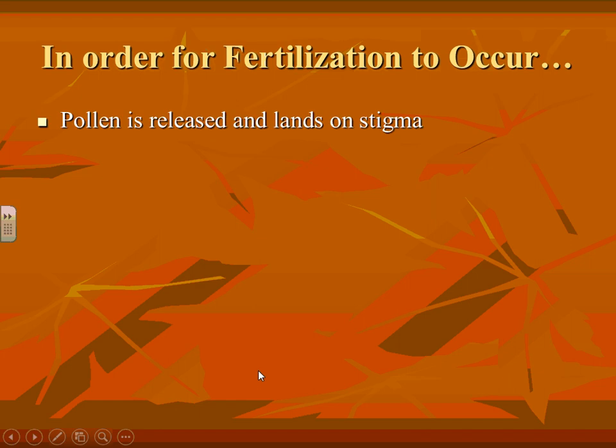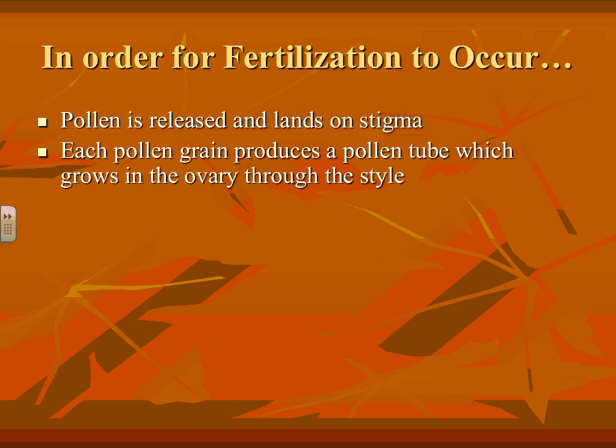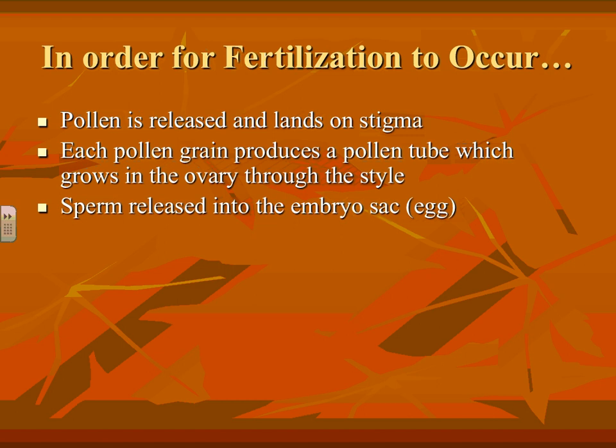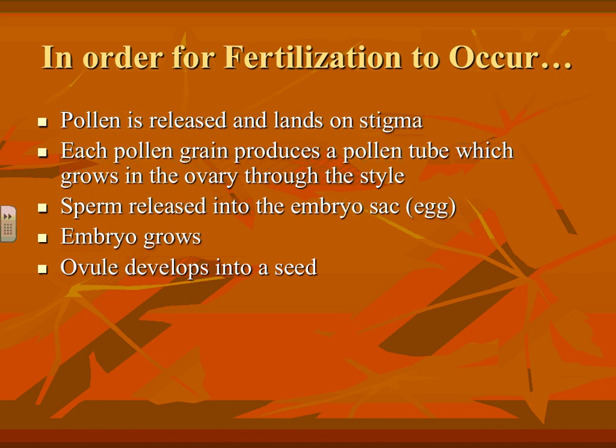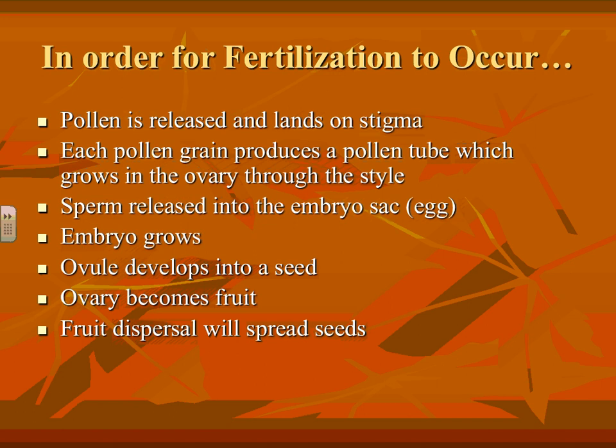In order for that to happen, the pollen has to be released, and it has to land perfectly on that stigma. Each pollen grain will produce two things. They make a pollen tube, which will grow down into the ovary through the style. And it also produces a sperm, and the sperm cell is released once the pollen tube grows down. The sperm is released into the embryo sac. The embryo will grow, assuming fertilization happens. The ovule develops into a seed. The ovary becomes the fruit, which you're never going to look at an apple the same way again.